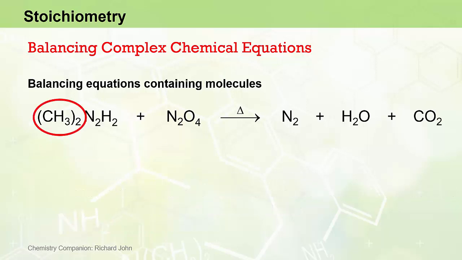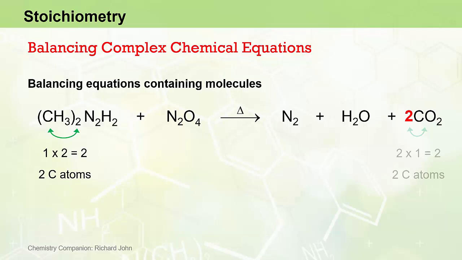We've already noted that we have 2 carbon atoms on the left-hand side. The invisible 1 subscript for the carbon atom is multiplied by the 2 outside the brackets to give us our 2 carbon atoms on the left-hand side. And at the moment, we've only got 1 carbon atom on the right-hand side. So if we put a big 2 in front of the carbon dioxide, we now have 2 times 1 carbon atoms on the right-hand side, giving equal numbers on both sides.